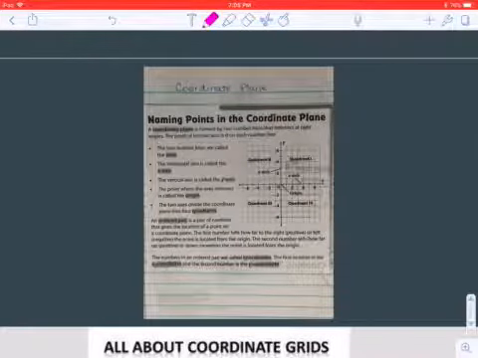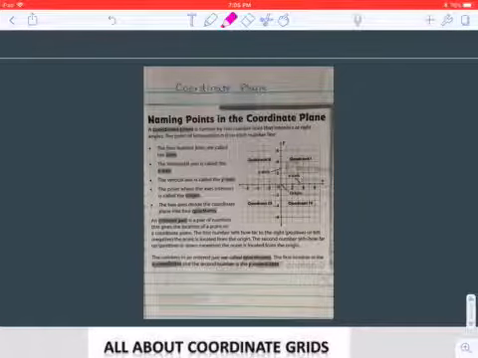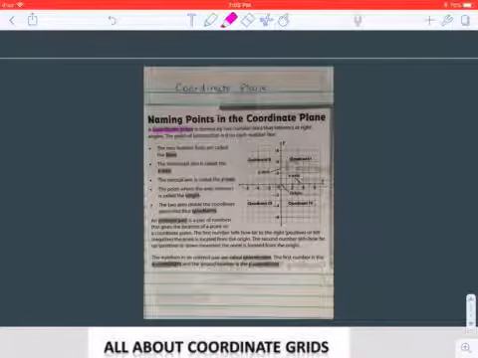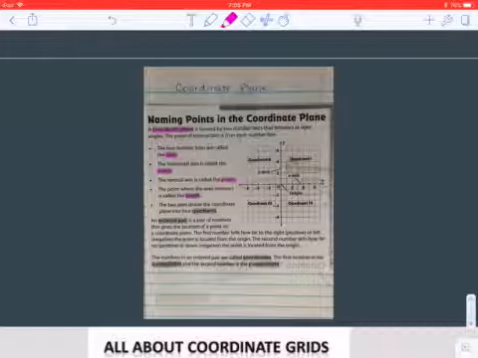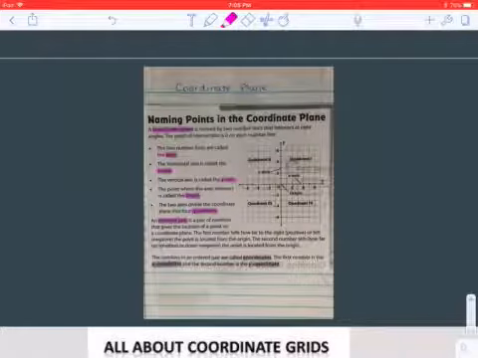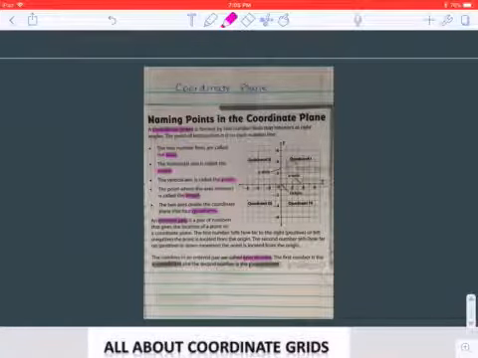I need for you to highlight a few things. Mrs. Simpson is going to review this with you. Make sure you highlight coordinate plane as a vocabulary word, axes, x-axis, y-axis, origin, quadrants, ordered pair, coordinates, x-coordinate, y-coordinate.